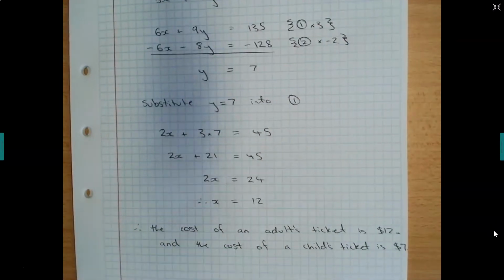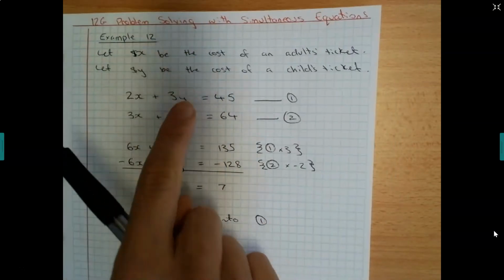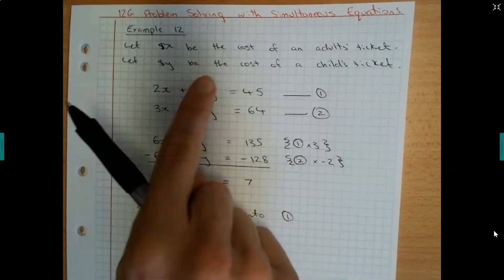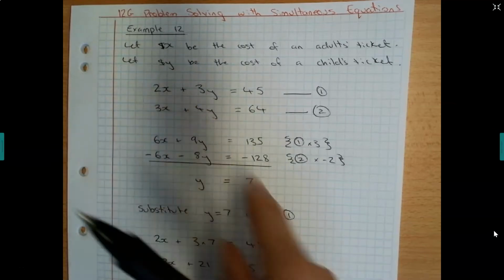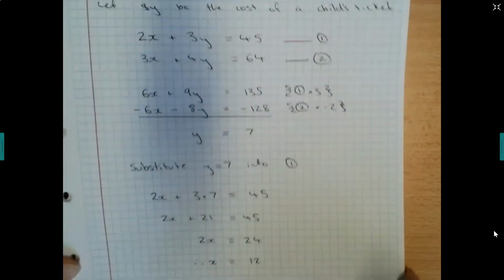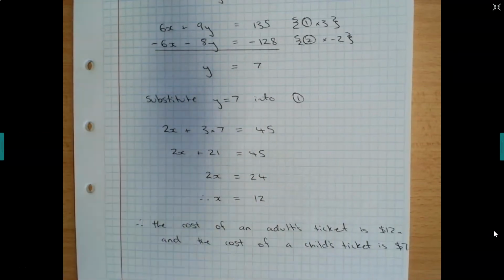So it's exactly the same as what we've learnt. The only difference is now we have to define the variables at the start and use the information that they give us to determine two equations which connect the two variables. Once we've done that, we can use any of our processes to find those unknown variables.